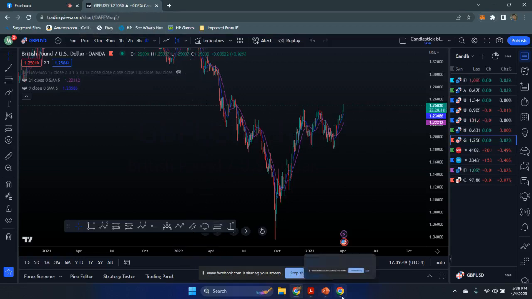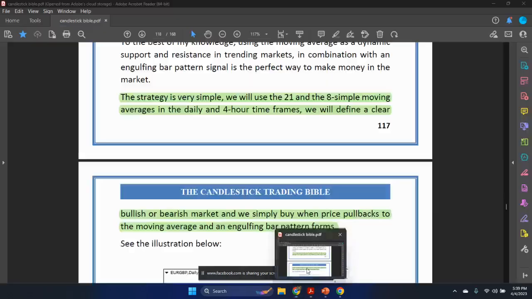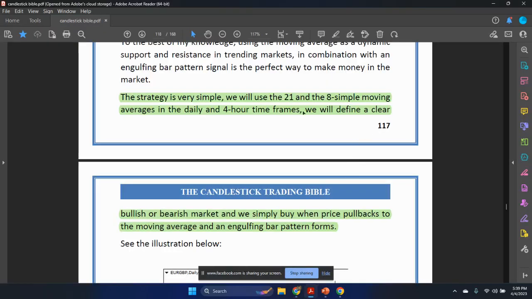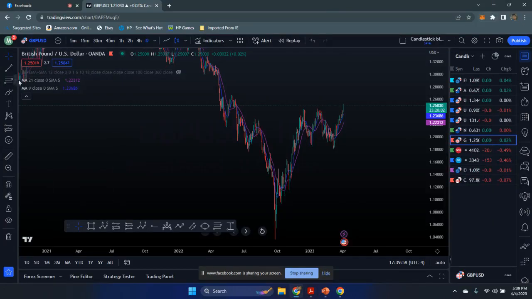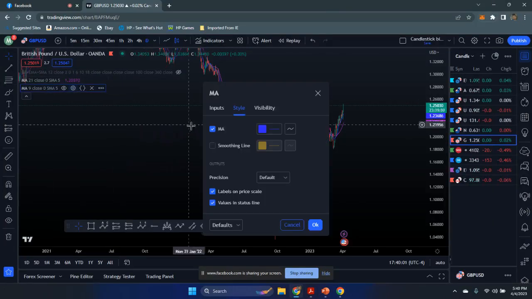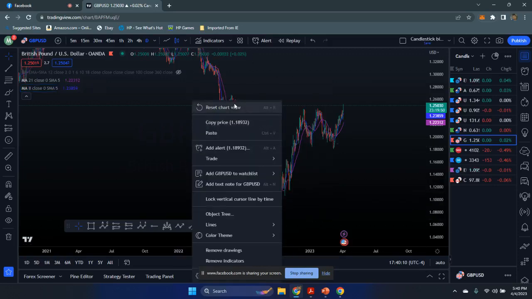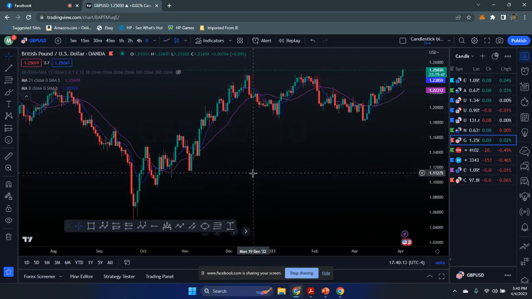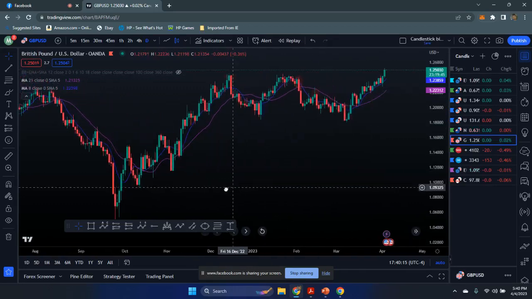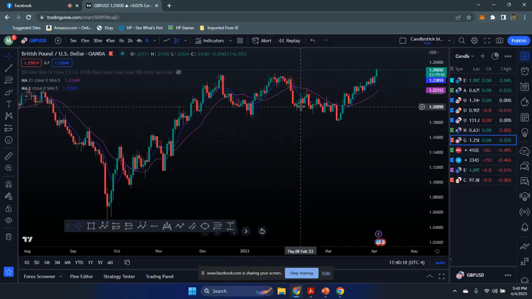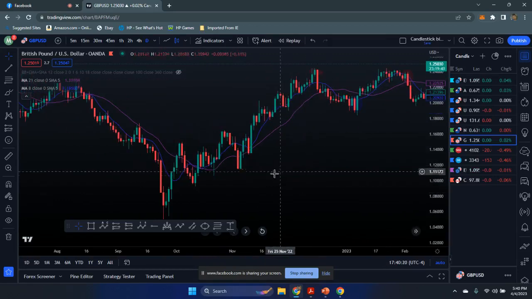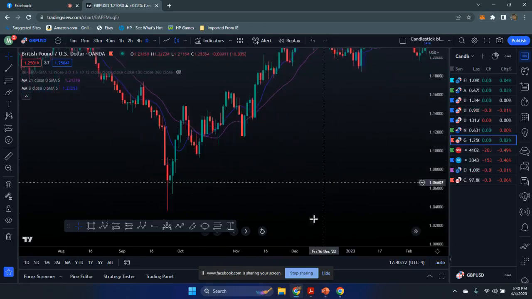He said, what else did he use? The 8 simple moving averages on the daily and 4-hour time frames. So we're still going to keep that blue, and let's just change this to 8. We have our engulfings already highlighted. We can highlight them some more.